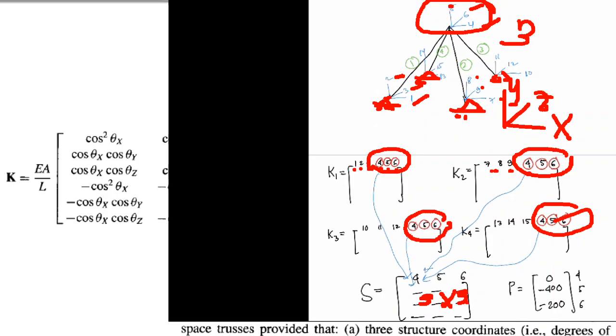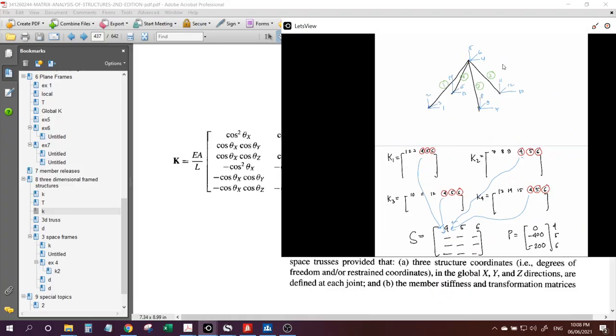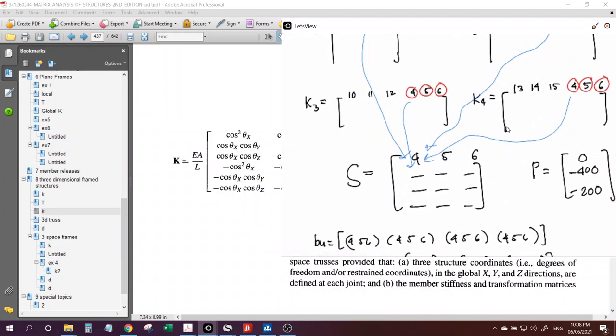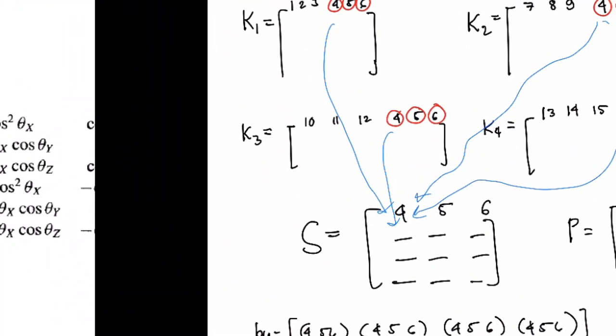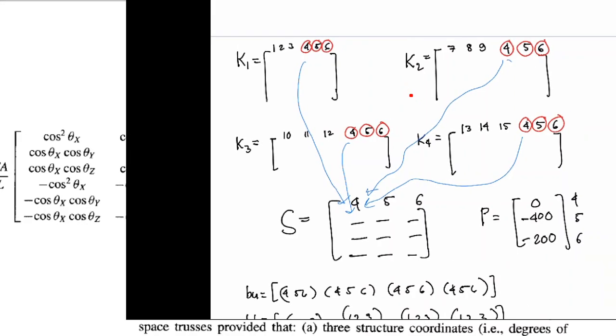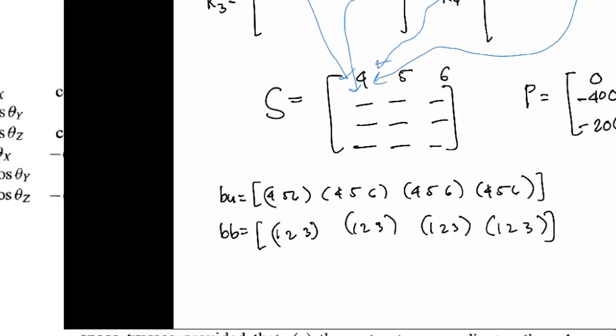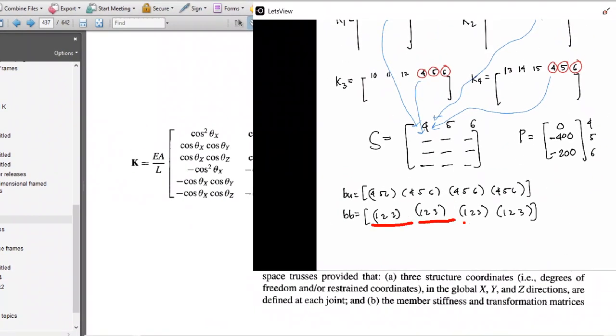Okay, and that code is 4, 5, 6. Okay, is the code for our S matrix. So this drawing illustrates the formation of our BU and BB matrix. So in K1 we have 4 5 6, in K2 4 5 6, okay, so on so forth. Okay, that's why in my BU matrix all we need are all 4 5 6, right? And their destination in our S matrix are all first, second, and third, right?